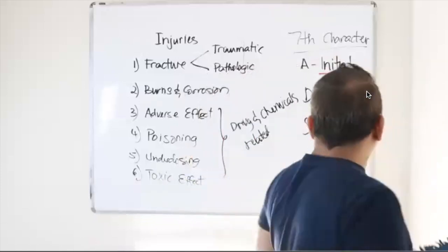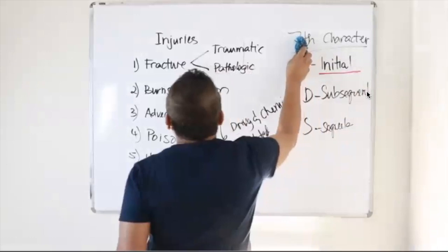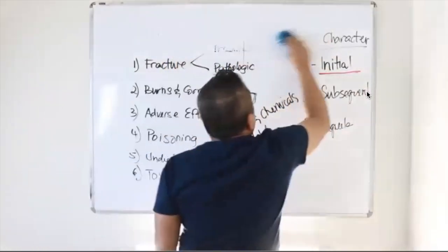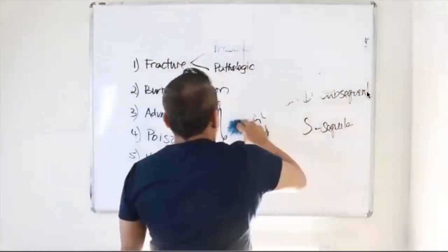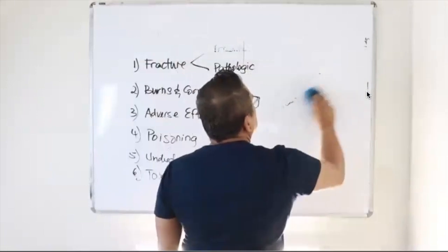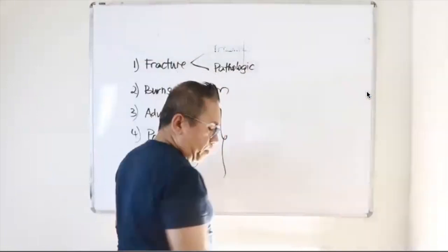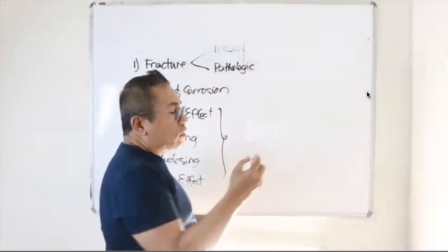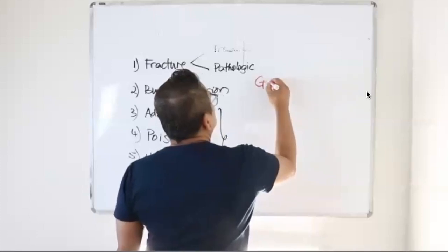Can I erase the stuff on the board now? Just this one, because we're still going to be talking about the other forms. Okay, so the term we're talking about here is the Gustilo type.